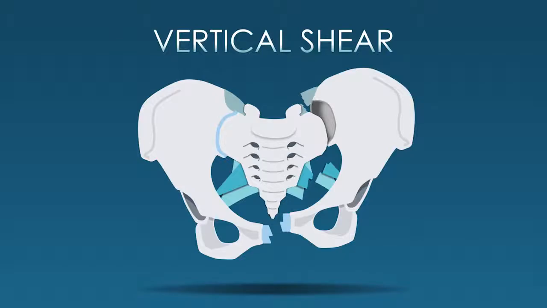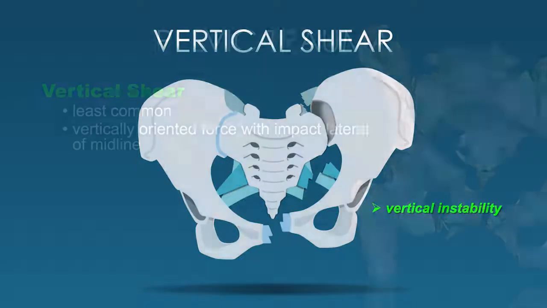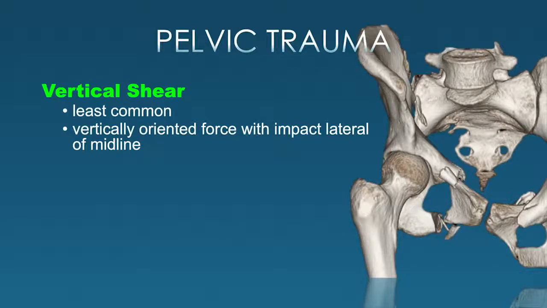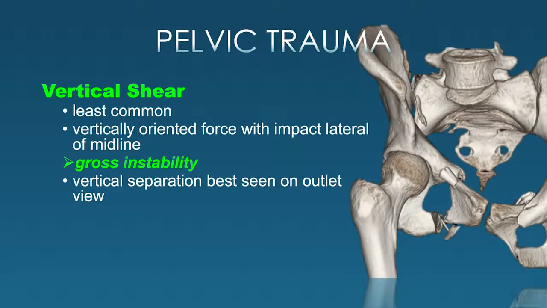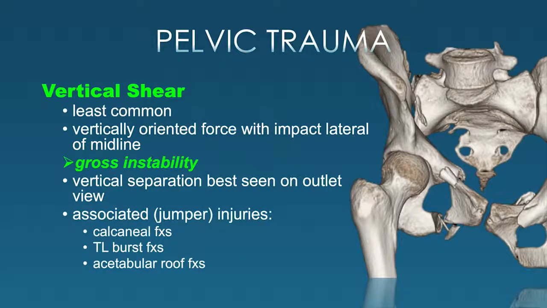Let's move to vertical shear, where we have separation of one hemipelvis completely from the rest of the ring with vertical separation. This is vertical instability, a grossly unstable situation. It is the least common, probably one of the most destructive pelvic injuries that there are, and the impact is off midline, grossly unstable. Vertical separation can be seen on the outlet view to a better advantage in many cases.